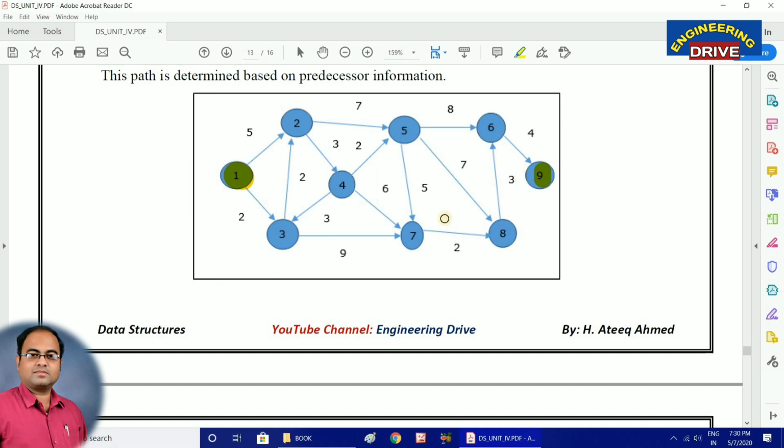Shortest path means you need to see the weight or cost associated with the edges, which means you add them. As you are saying, this will be the shortest path. 5 plus 7, how much? 12. 12 plus 8, 20. 20 plus 4, 24. So what we got, the total cost of all these edges is 24 as the answer. Okay, clear. Next.